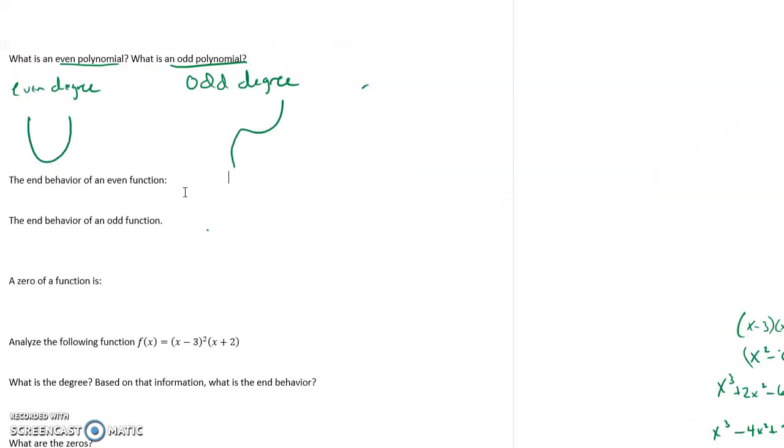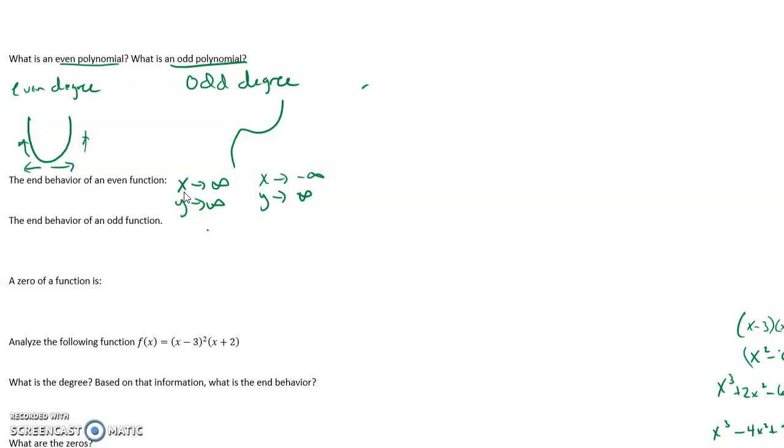So end behavior of these even and odd functions is very important. As x tends to infinity, meaning as we go to the right forever, what is happening to the y values? The y values are going to be going up, so the y's are also going to infinity. When we're going to the left, or as x is going to negative infinity, the y values are also going up, so the y's are also going to infinity.